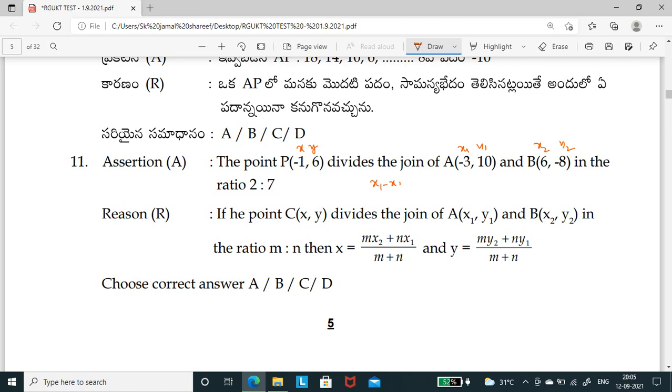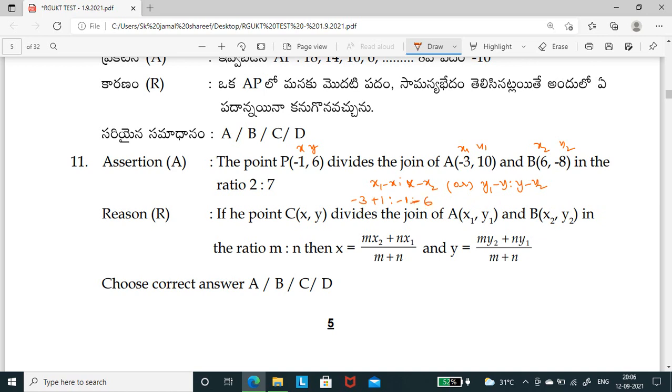x1 minus x is to x minus x2, or you can follow this also, y1 minus y is to y minus y2. So substitute the values. So x1 is minus 3, minus of minus 1 is plus 1, is to, x. So x is minus 1, is to, sorry, x is minus 1, minus x2 is 6.